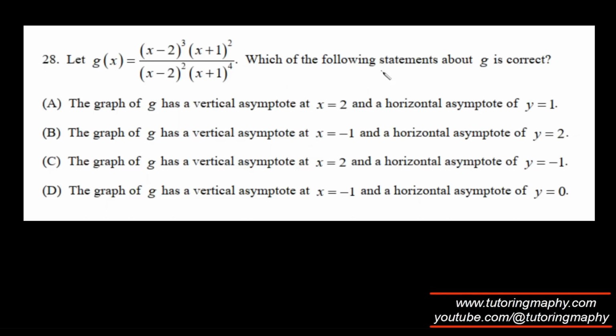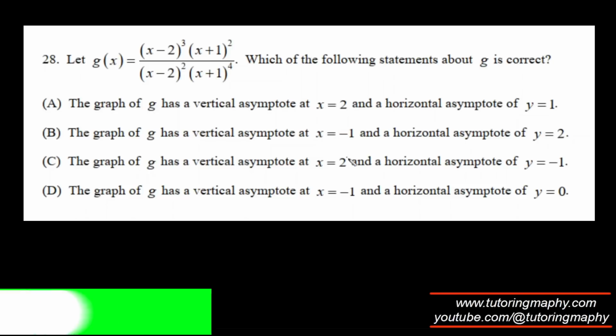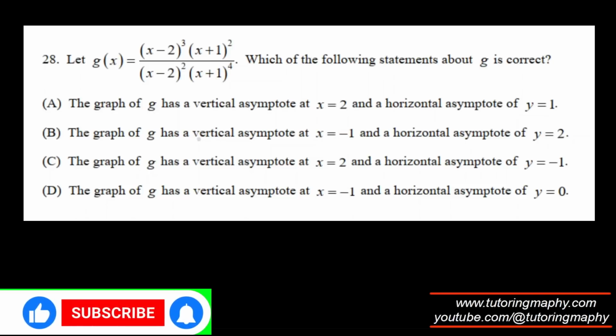Which of the following is correct about this function? So as we can see, it's about VA and horizontal asymptote, of course. We can clearly see that the VA is x plus 1, because although x plus 1 is at both the top and bottom, the degree of the bottom is more. So x plus 1 equal to 0, which is x equal to -1, is a VA. So it has to be either B or D.